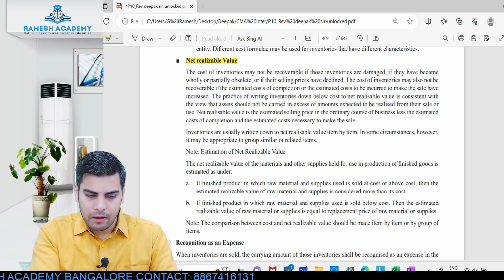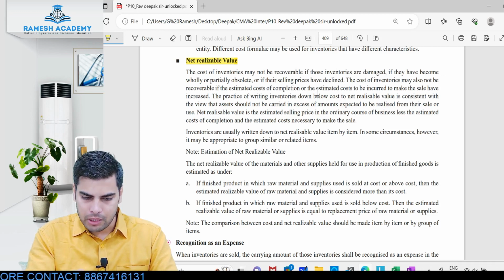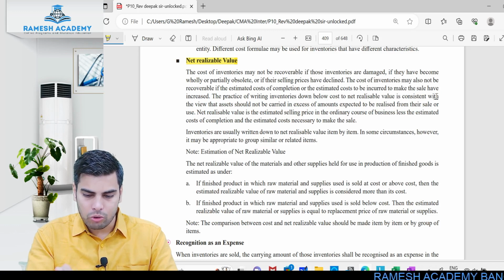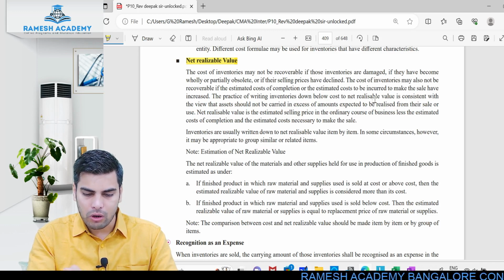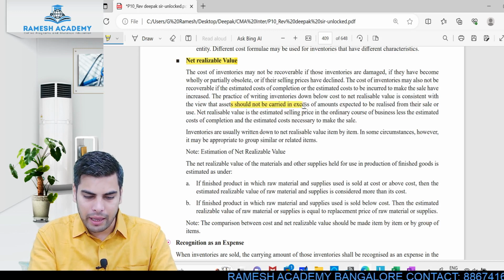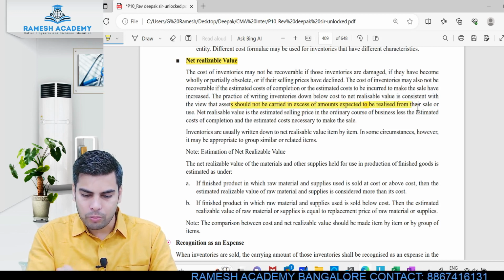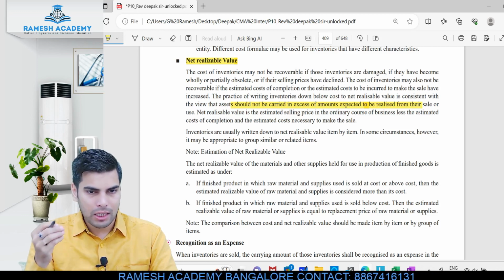Look at this. The cost of inventory may not be recoverable if those inventories are damaged, if they have become wholly or partially obsolete, or if selling prices have declined. The cost of inventory may also not be recoverable if the estimated cost of completion or the estimated cost to be incurred to make the sale has increased. So the practice of writing inventory down below cost to net realizable value is consistent with the view that assets should not be carried in excess of the amount expected to be realized. Remember, we had one of the accounting concepts called prudence concept or conservatism.